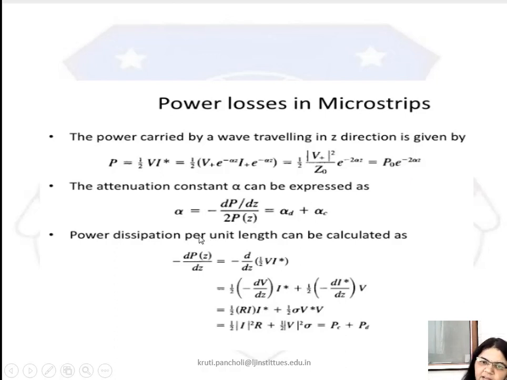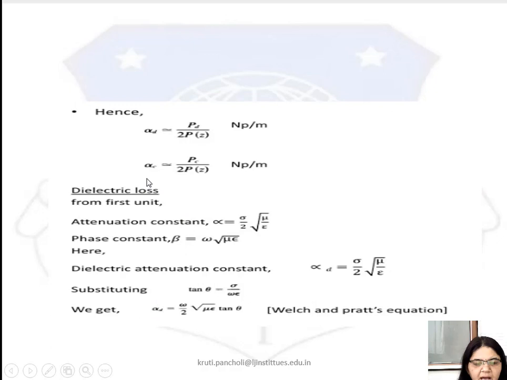Attenuation constant alpha can be expressed as alpha is equal to minus dP by dz upon 2Pz. So it is alpha d plus alpha c. So power dissipation per unit length can be calculated by this formula. Again, the alpha d, alpha c, we can find out for the microstrip line using Pd upon 2Pz and Pc upon 2Pz, Nm per meter. That is the unit of the attenuation constant.